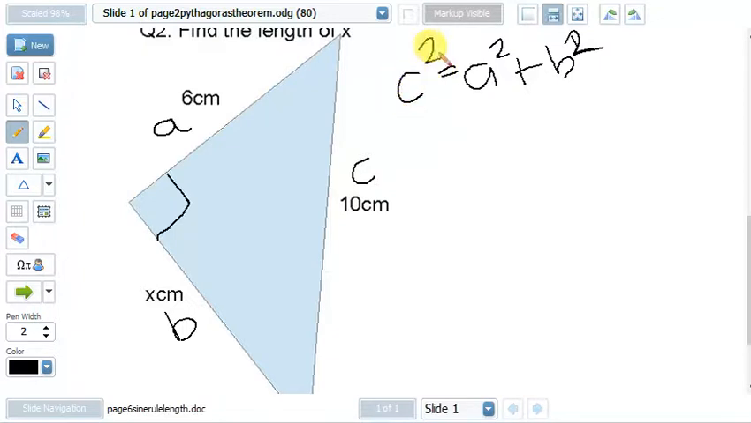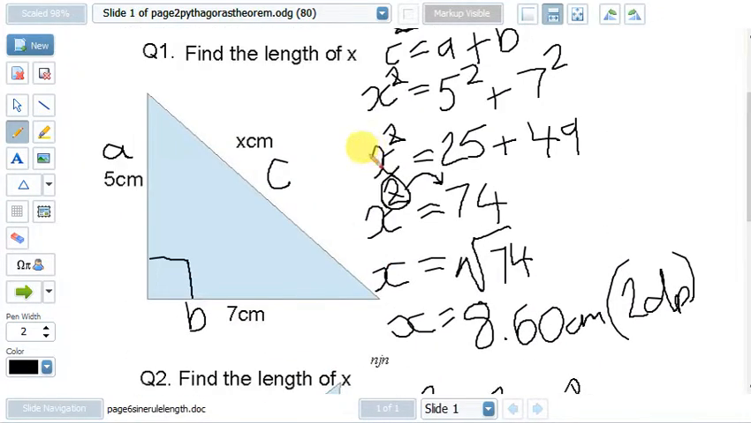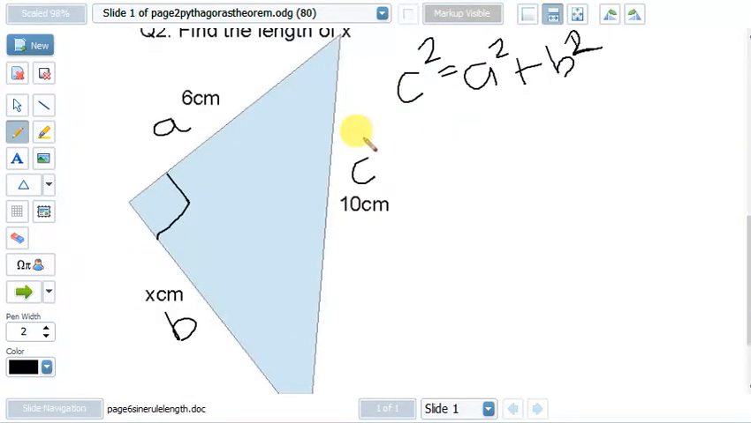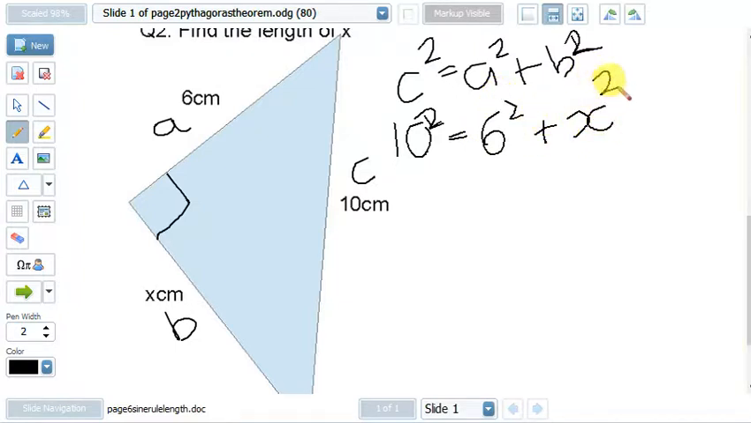Okay, so now this one here is slightly different to the other one. In the first one we didn't know what C was, and that was our X. This one here is slightly more tricky. So we know that C is 10, so 10 squared equals 6 squared plus x squared.